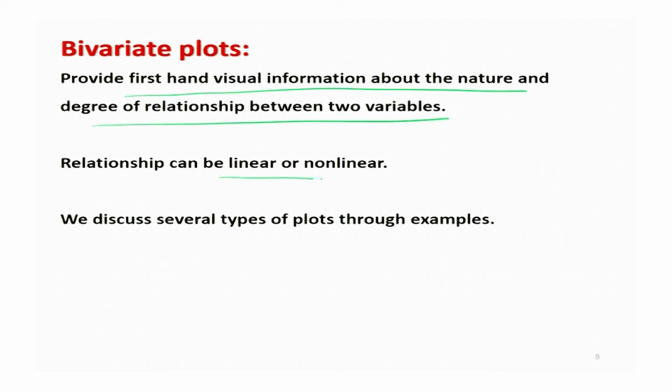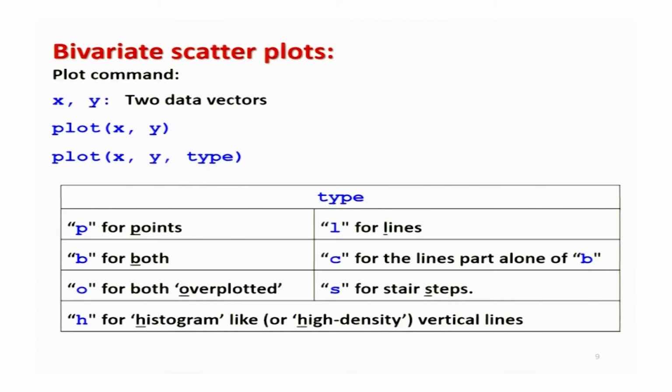This relationship can be linear or non-linear, and now we will discuss this type of relationship through examples and create the bivariate plots. Earlier you have seen the command plot, PLOT. Now this plot command can also be used for making bivariate plots. The commands you used inside plot can be used here easily without any problem. The way it is used here is you write plot, and within the parentheses you write the data vectors for x and y separated by a comma, and after that you have many options.